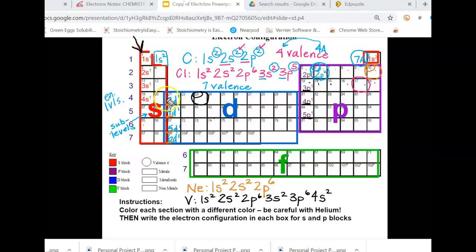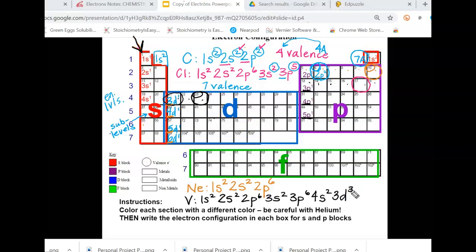And then I get to the Ds. And I'm going to remember that I must use the 3D as the location in this sublevel. And I'm going to count 1, 2, 3 electrons. So I will end with 3D3.